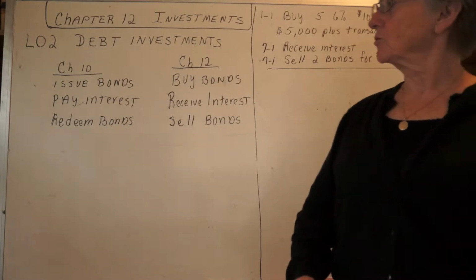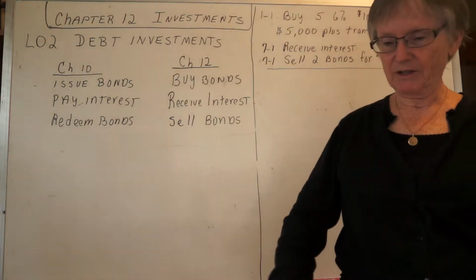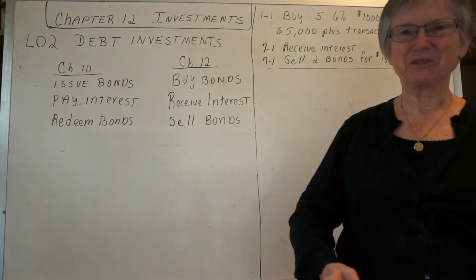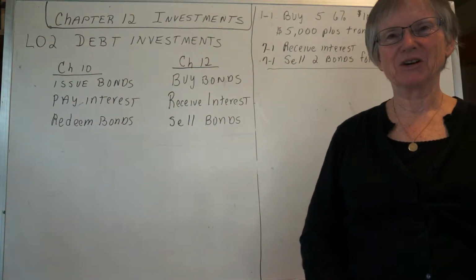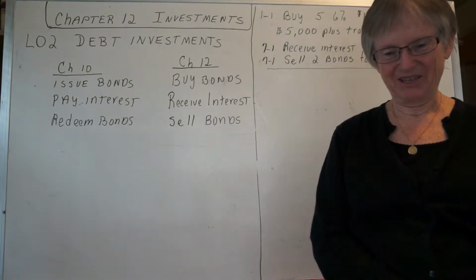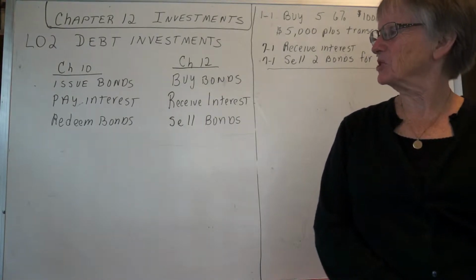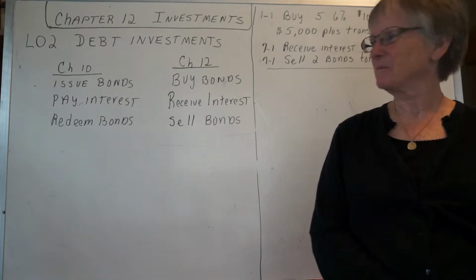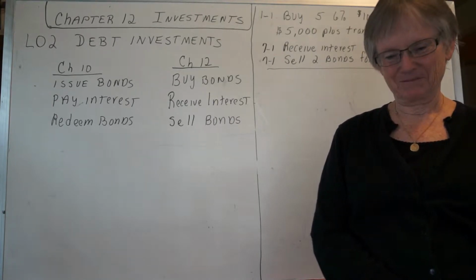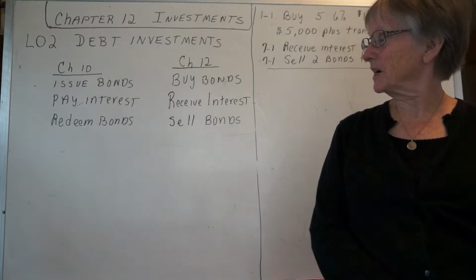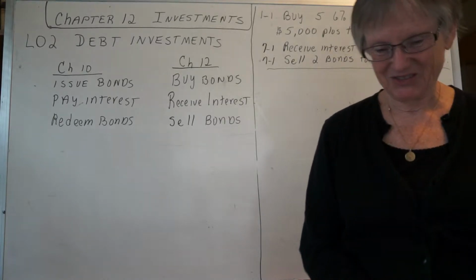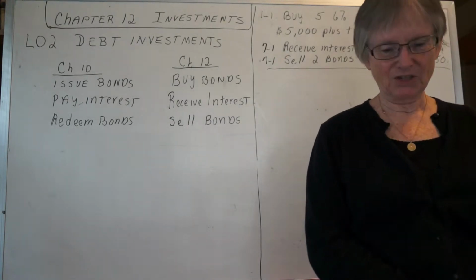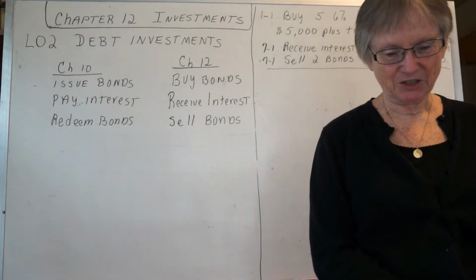Okay, so this is learning objective 2 on our debt investments. And what are debt securities? They are just the other side of chapter 10. In chapter 10 we issued bonds, we paid interest, and we redeemed the bonds. Now we are the company who buys the bonds off the open market. We're investing in the bonds. Investing in debt securities, we call them, or debt investments.